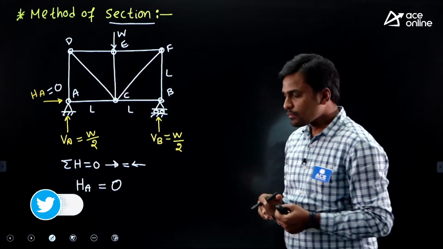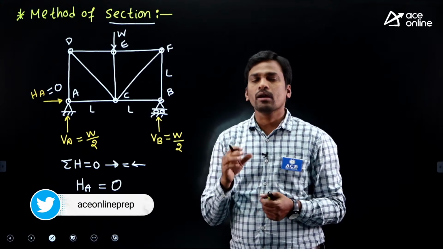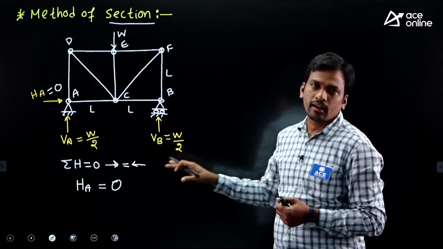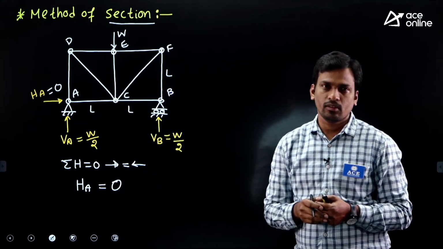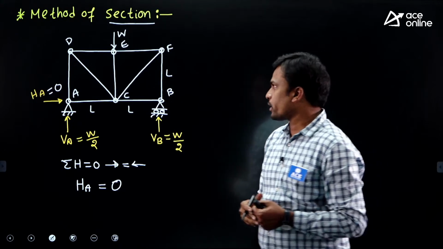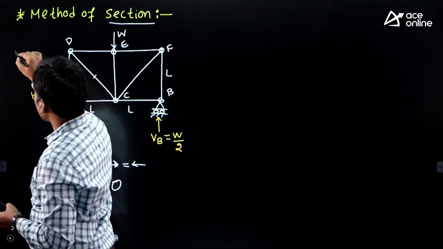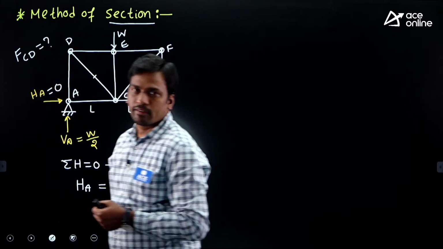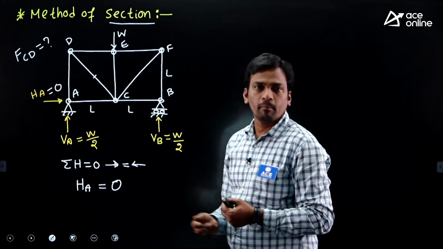I'll tell you. Students, generally, if it is an objective question, the examiner will ask to find the force only in a single member or only in a few members, not in all the members. Finding forces in all the members is a conventional question. But here I want to find the force only in a few members. For example, I want to find the force in member DC, or CD, whatever it is, both are the same. You can write CD or DC, both are the same member.